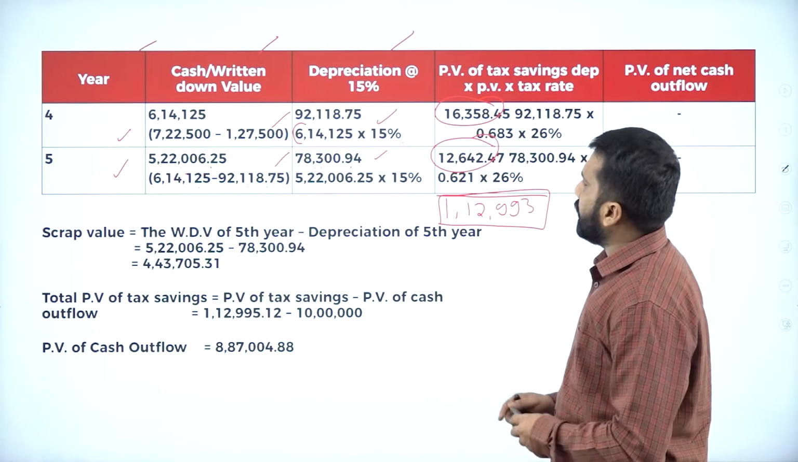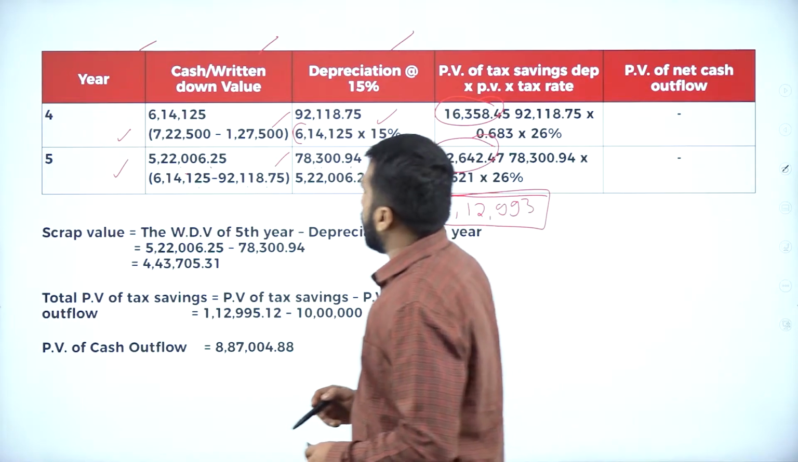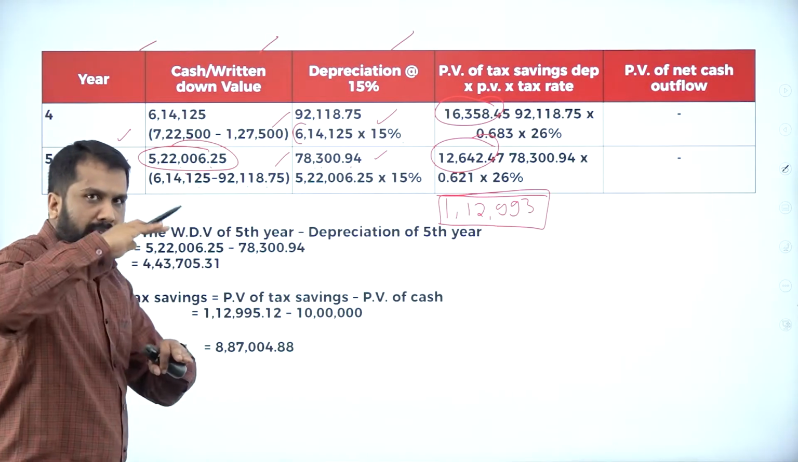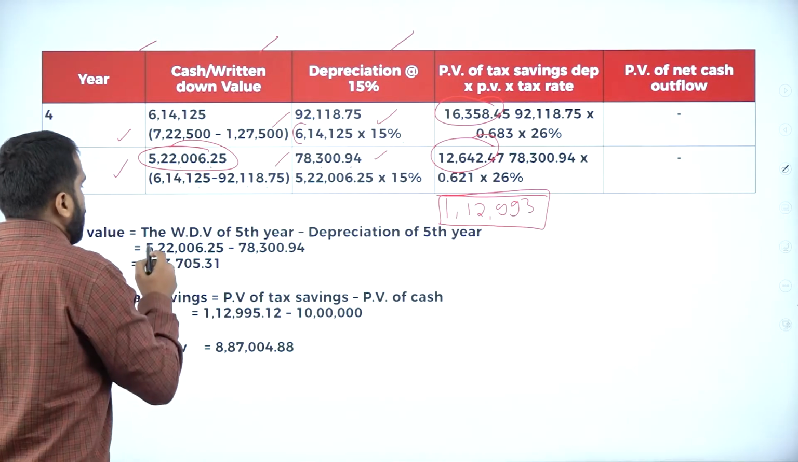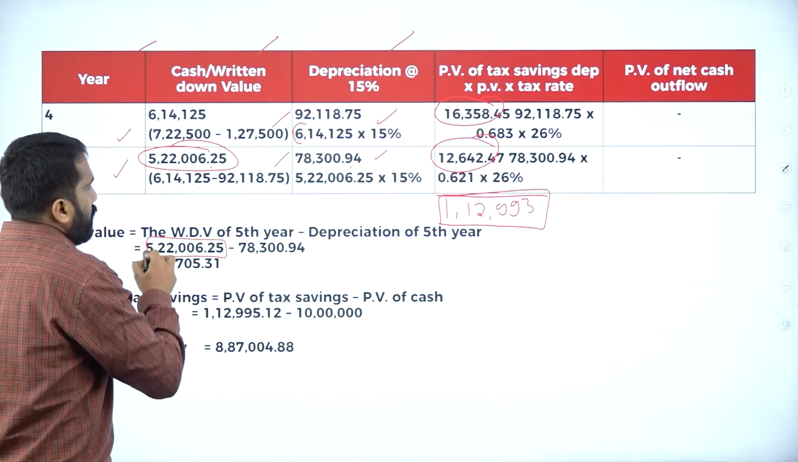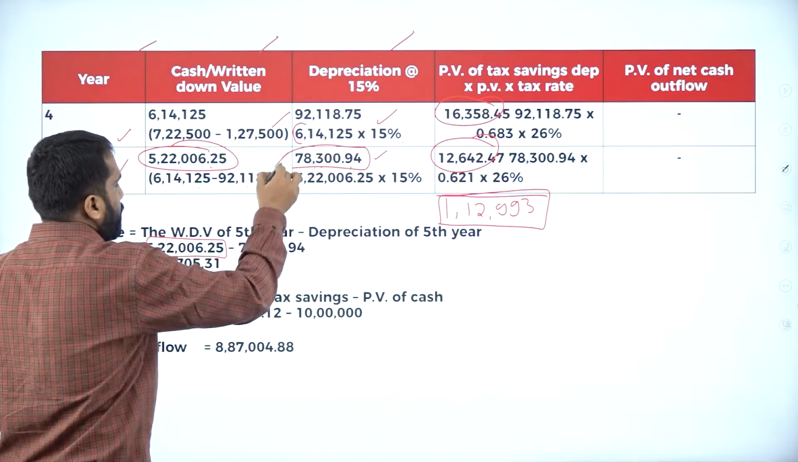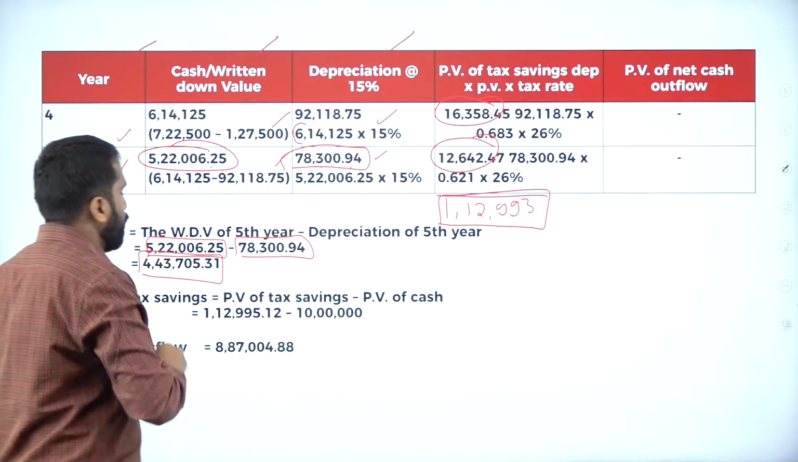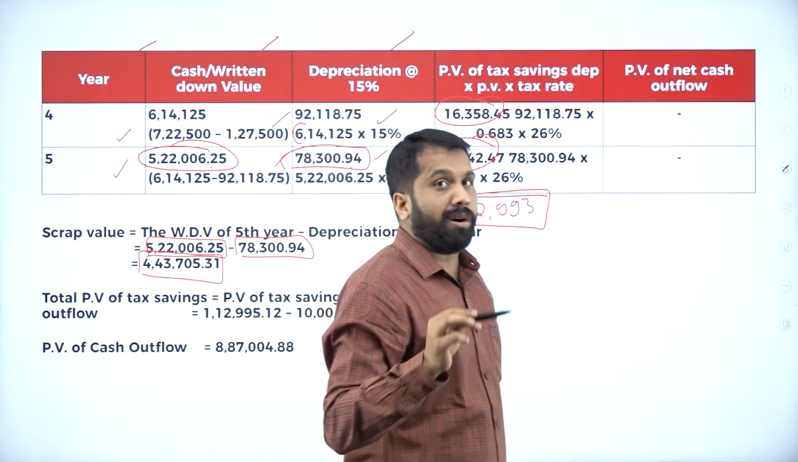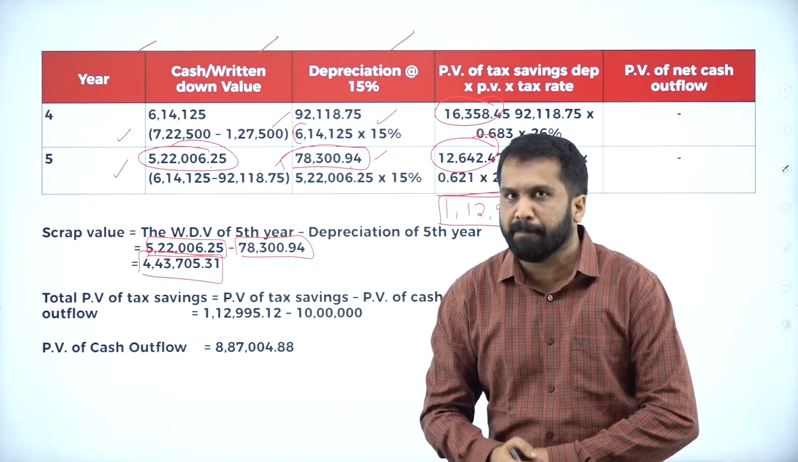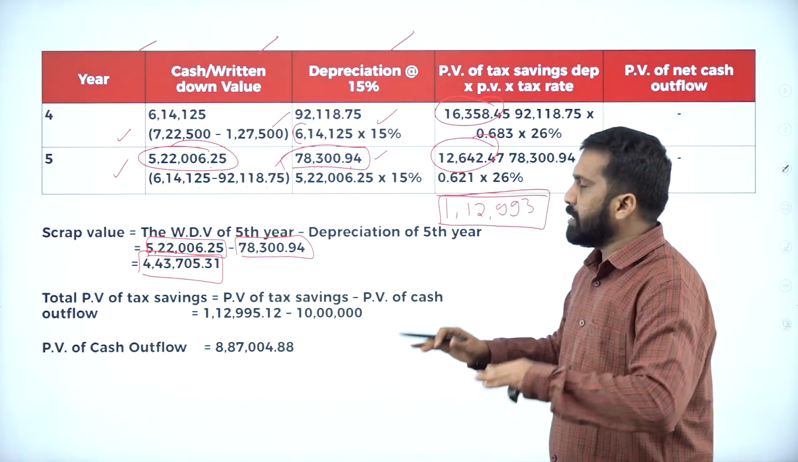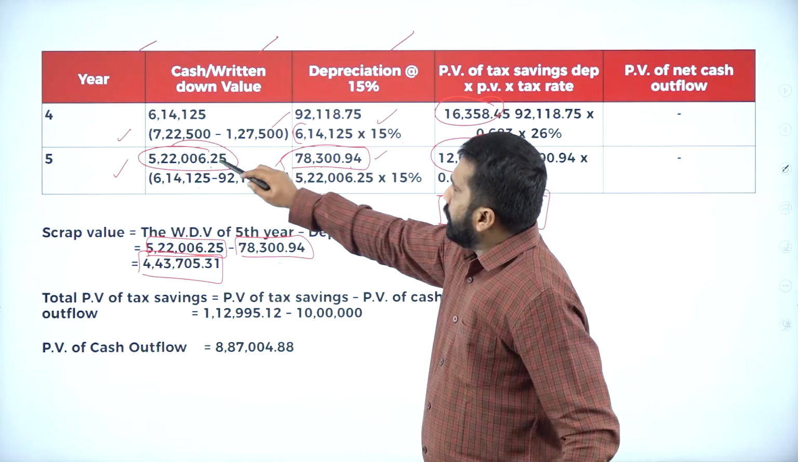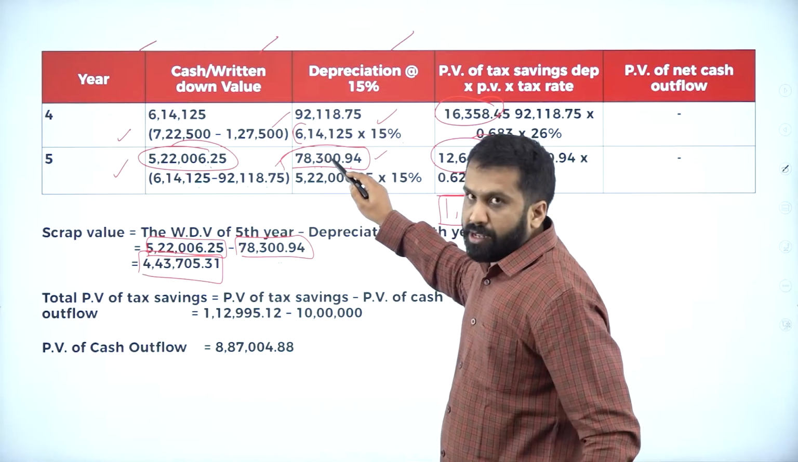Yes. Now we're done with this. What is your WDV? 5,22,000 is your last residual value. Now 5,22,000. What was your depreciation for last year? 78,300. So your final answer is 4,43,705. Hope you are clear. Yes. Up to this, you are done. I'll repeat this. 5,22,000 minus your last year depreciation.